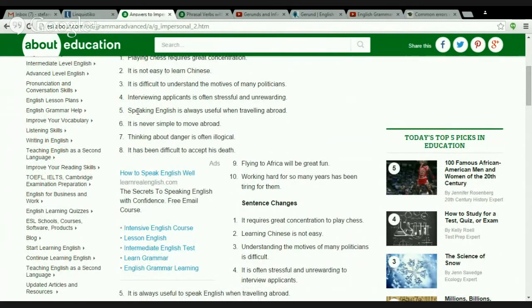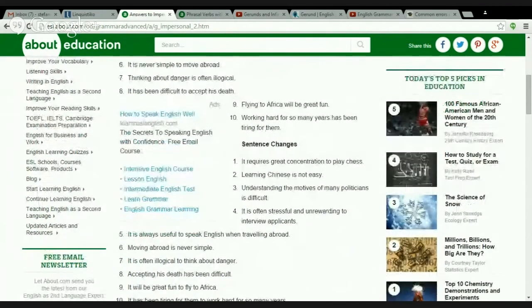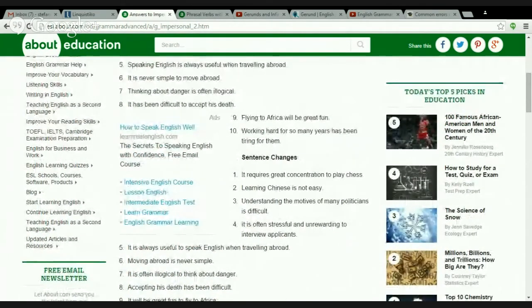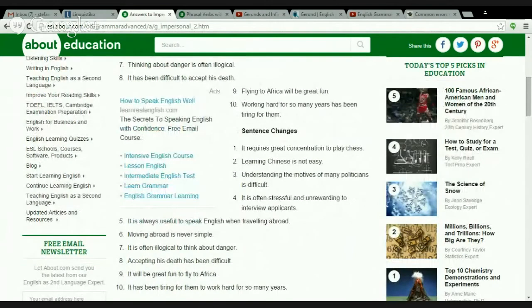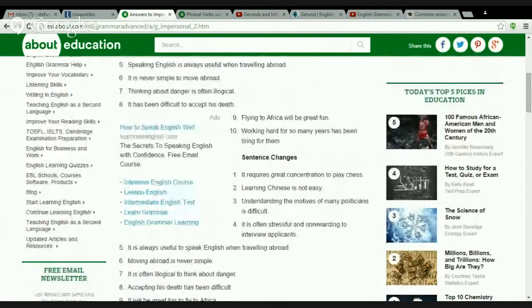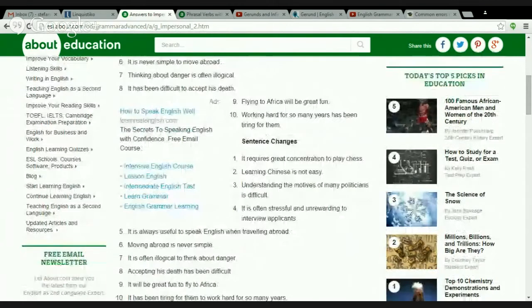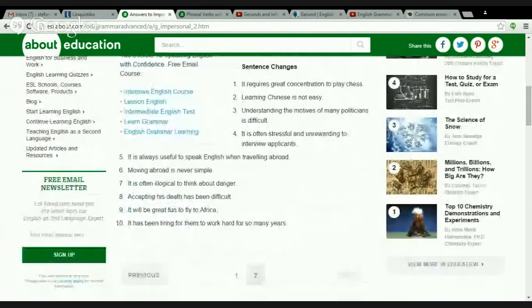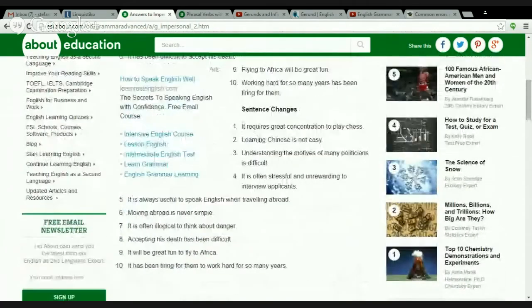5. Speaking English is always useful when traveling abroad. Answer. It is always useful to speak English when traveling abroad. 6. It is never simple to move abroad. Answer. Moving abroad is never simple. 7. Thinking about danger is often illogical. Answer. It is often illogical to think about danger.